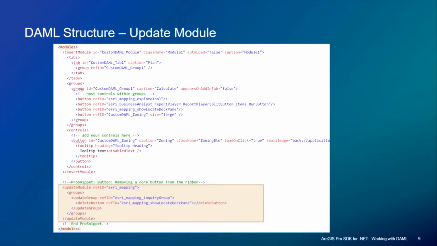Next is the update module. So with insert module, we saw that any of the custom UI that you create, you're inserting that into the current DAML. But what if you wanna update Pro and update the controls that are already on there, and maybe you just wanna strip off all the tabs and just keep the tabs that you want, or delete some controls specifically and place your own? So for all of those purposes, update module is the way to go. And I have some examples here coming up on how you could use the update module.